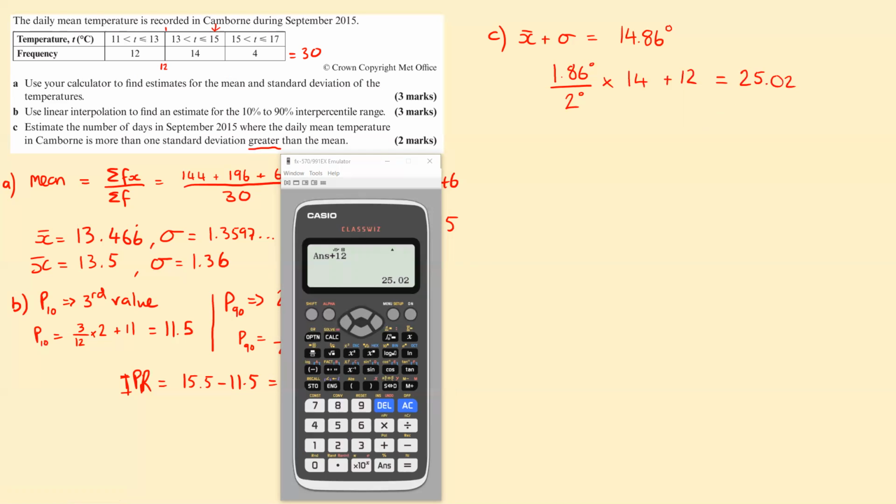So how many have a temperature above? Well, it's simply just going to be 30 minus those 25.02. So that gives me 4.98. 4.98, we will say, is 5 days. So that would be the answer for this one. So there's 5 days with a daily mean temperature which is more than one standard deviation greater than the mean.